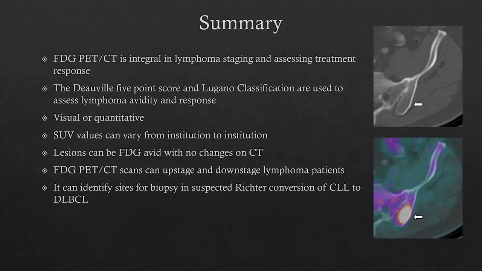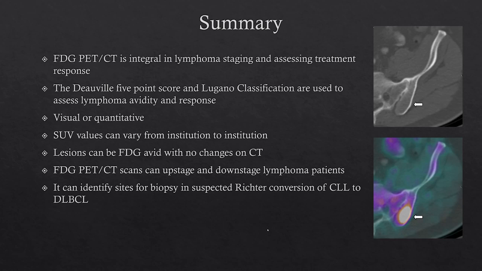So if you're comparing a PET scan to one that was done elsewhere, you won't be able to compare the SUV values unless you've calibrated your cameras. Similarly, if you're looking at literature, be aware that the SUV values can vary, so something published elsewhere may not apply to your institution. Lesions can be FDG-avid with no changes on CT, as we see over here, intensely FDG-avid bone lesion, no changes on CT.